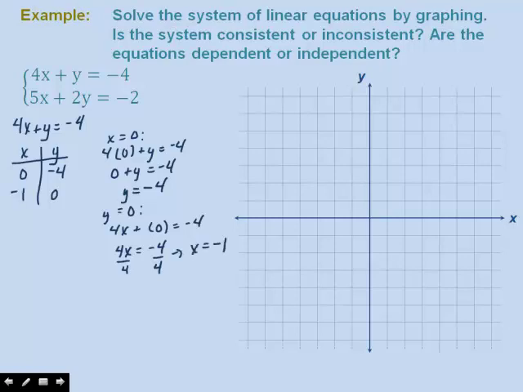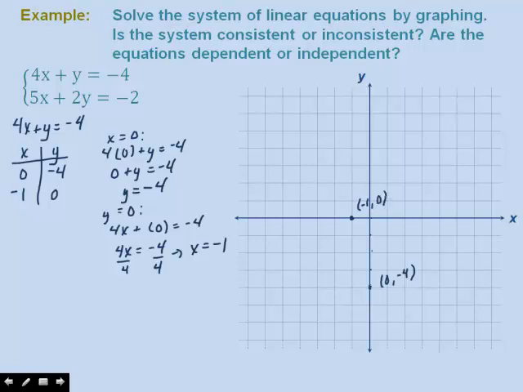Now let's go ahead and plot our points and graph this line. So our first point would be (0, -4). So we start at the origin and just go down 4. And then our second point is (-1, 0). -1 means we go to the left one, and 0 means we stay there on the x-axis. So there's our second point.